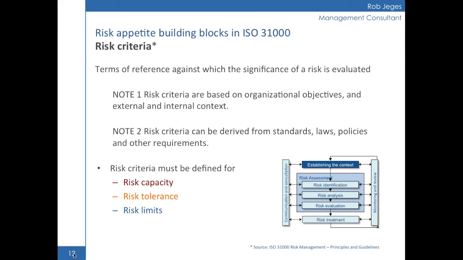It's important to remember from the standard that risk criteria needs to be set up early in the process. It's one of the first things that we do when we go through the risk management process within the establishing of the context, because again, this gives us the direction. It works like the compass for risk management.